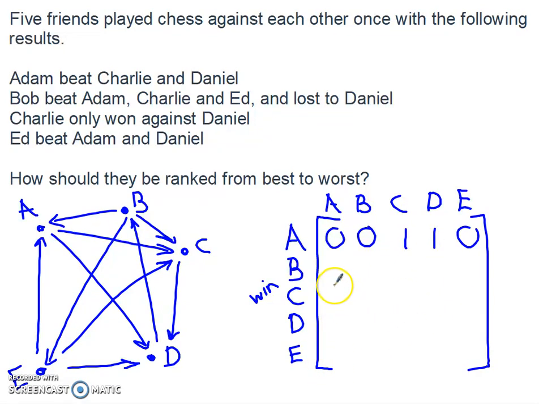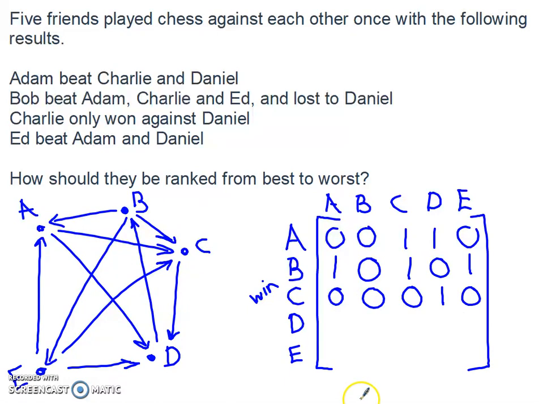So who did Bob beat? Well, he beat Adam. He didn't play himself, of course. Bob beat Charlie and lost to Daniel and beat Ed. Okay. Charlie, as we said, lost to everybody but Daniel, so I'll put a 1 here, and then we'll just put zeros in all the rest of the columns.